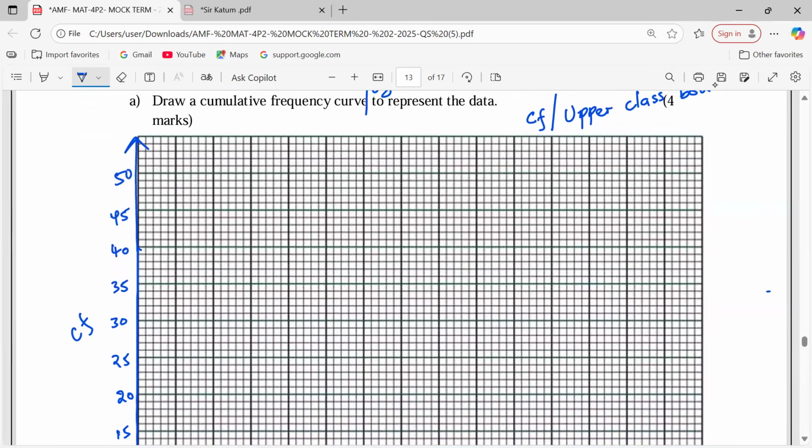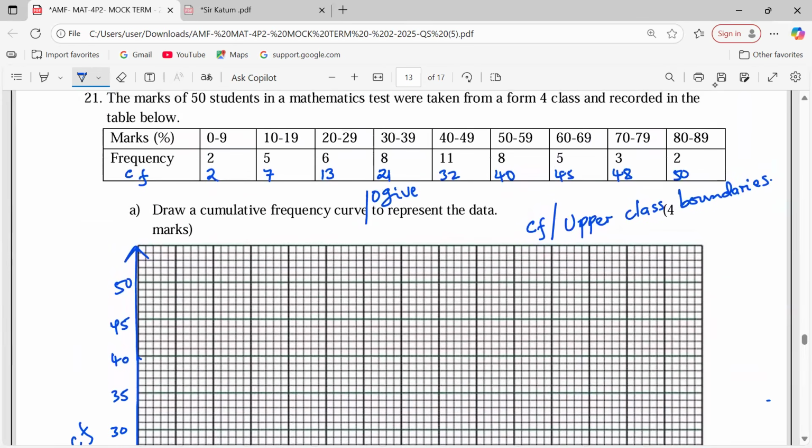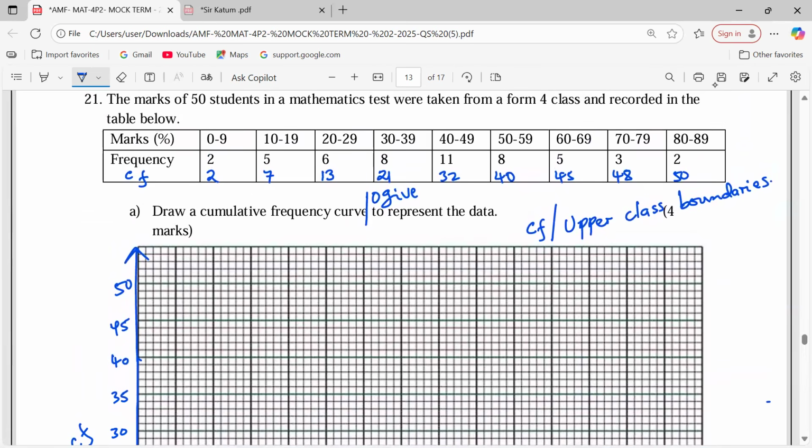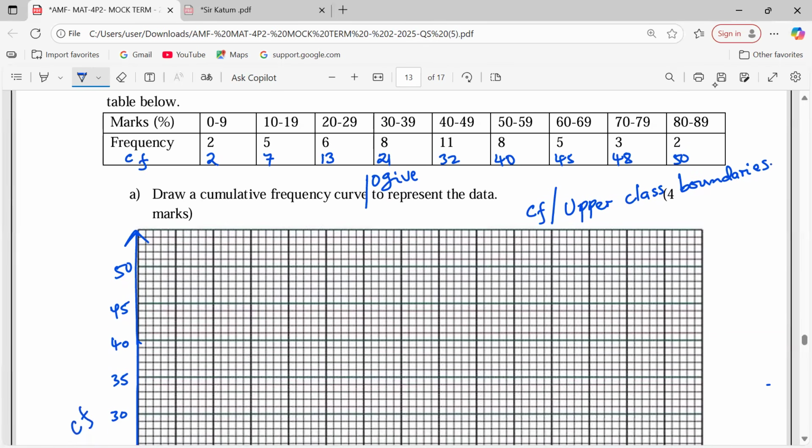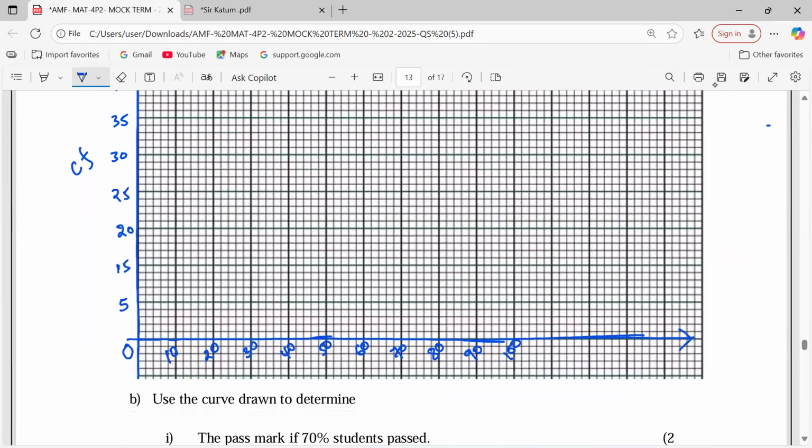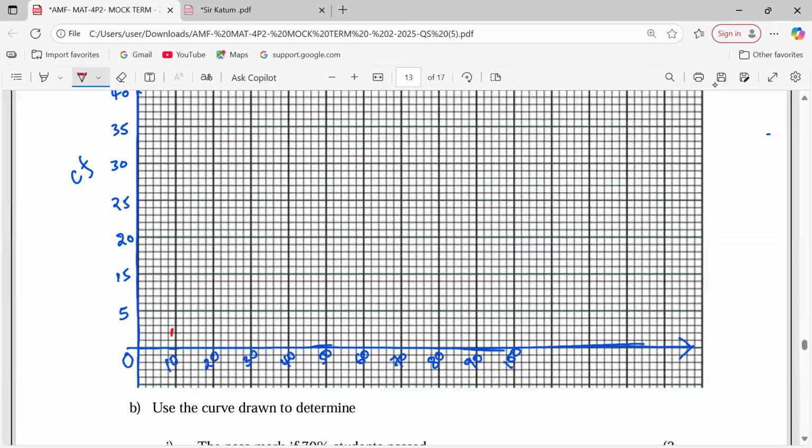Then after this, we can now plot each cumulative frequency against the upper boundary of the respective class. So when we are having 2 as the cumulative frequency for the first class, which is 0 to 9, then the upper boundary in such a case is 9.5. With 9.5, it should be slightly just before 10. So 2 is being plotted against 9.5. That is the point, just before 10.